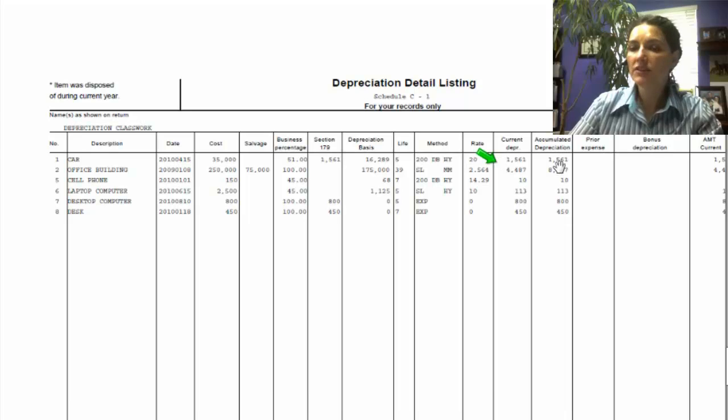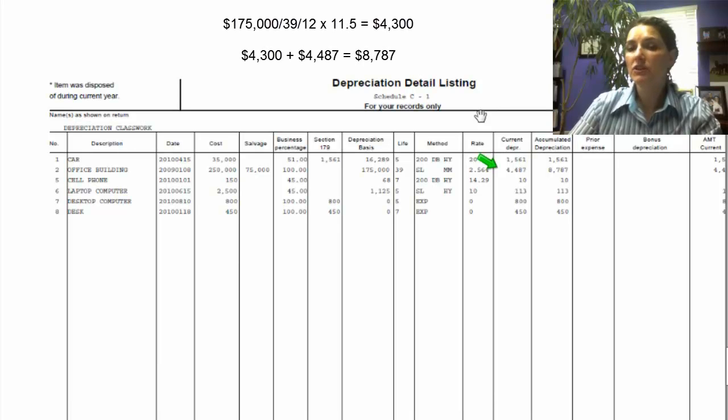And of course, last year's deduction, where we get accumulated depreciation of $8,787 from, well, we look at what the depreciation deduction would have been in the first year. And in the first year, we would have applied the mid-month convention. Since this building was placed in service in January, we would essentially take $4,487, divide that by 12, and multiply that by 11.5 for 11.5 months, and we would get the difference between $4,487 and $8,787.